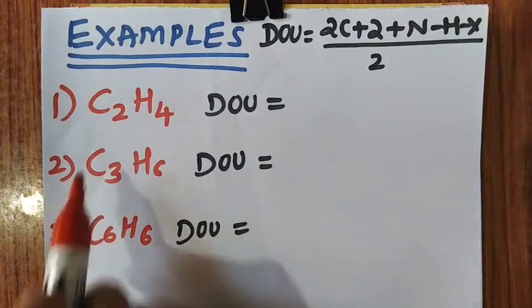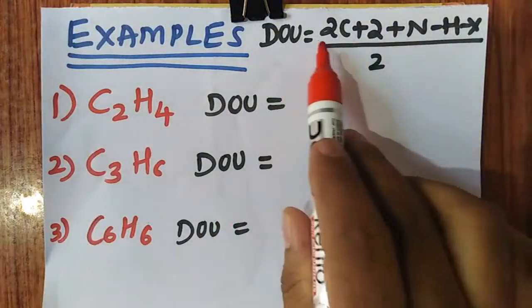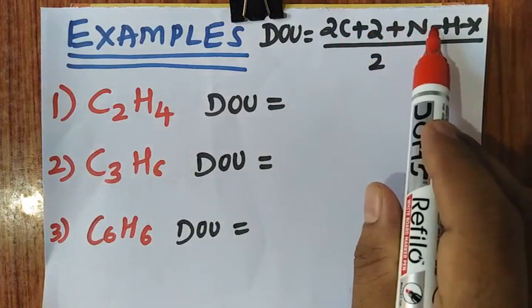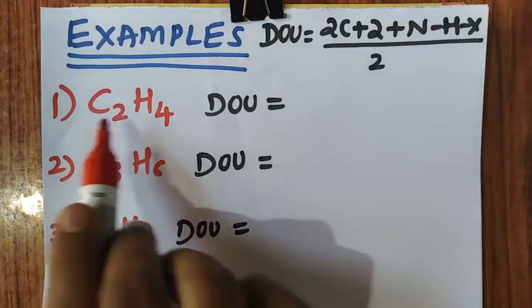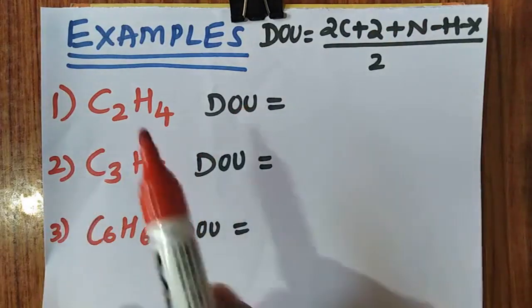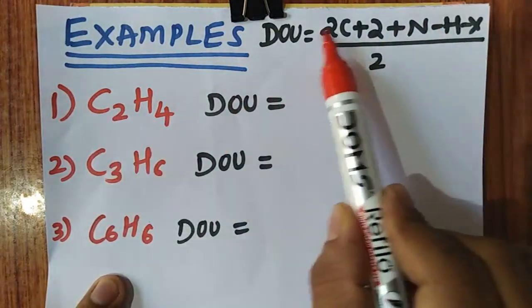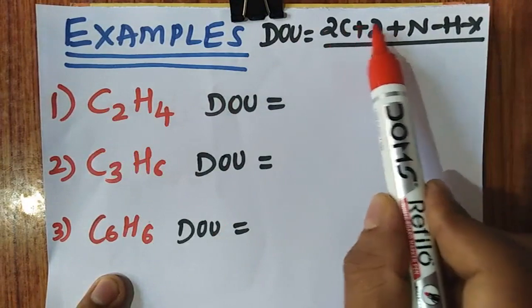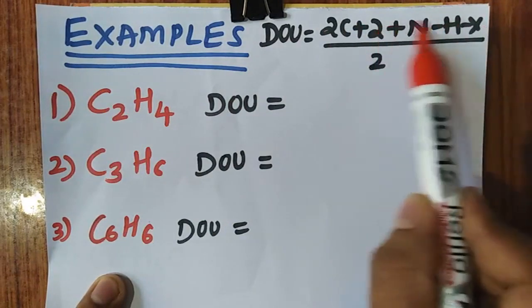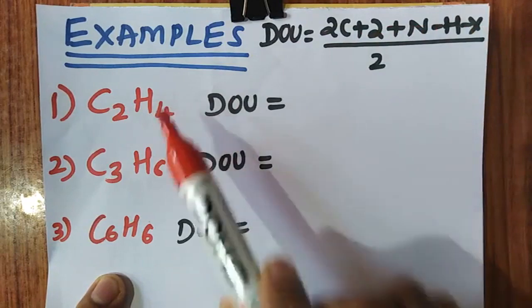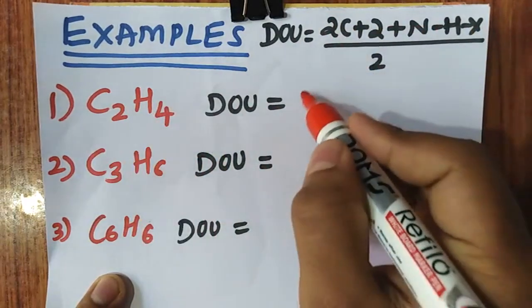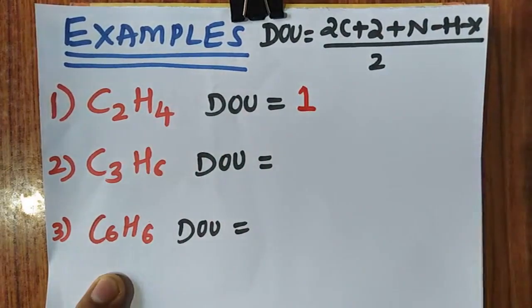Example number 1. Remember this formula: 2 carbon plus 2 plus nitrogen minus hydrogen minus halogen, divided by 2. C2H4, what is the degree of unsaturation? 2 times 2 is 4, plus 2 is 6, nitrogen and halogen are not there, 6 minus 4 is 2, divided by 2 is equal to 1. So the degree of unsaturation in this case is 1.